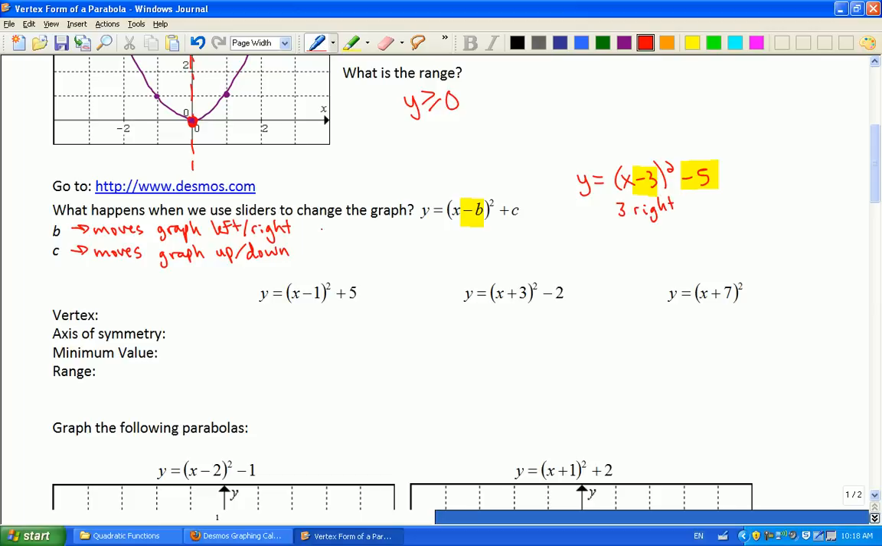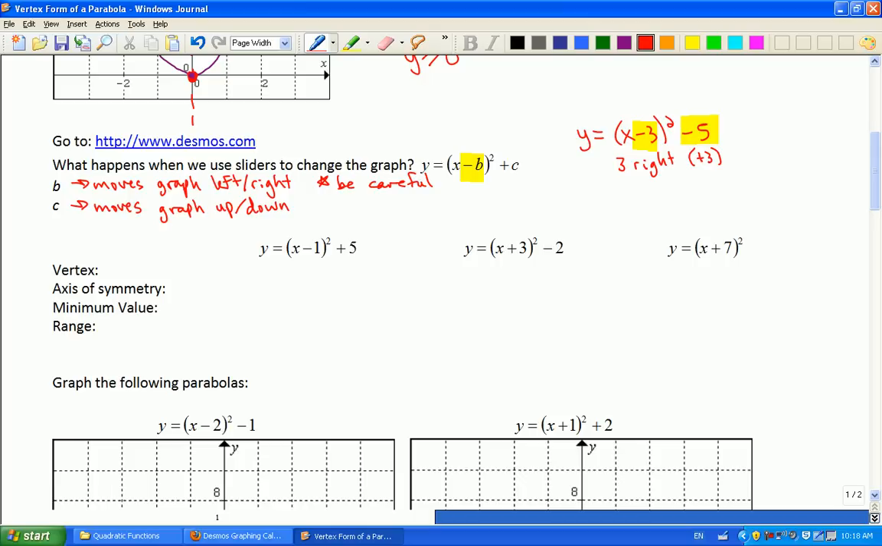So you have to be careful, because whatever you're seeing is being subtracted. So you're actually going to be using the opposite value. So in this case it would be +3 to tell you where that parabola has gone.